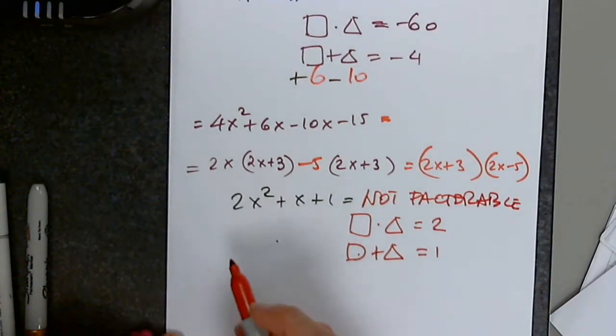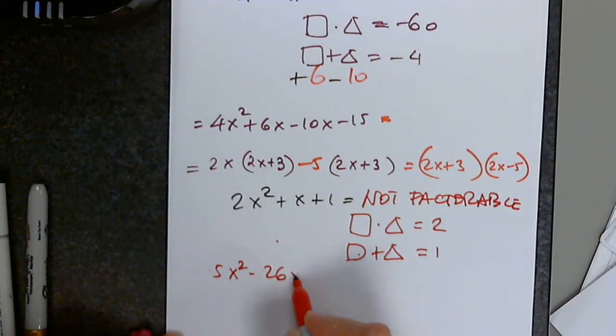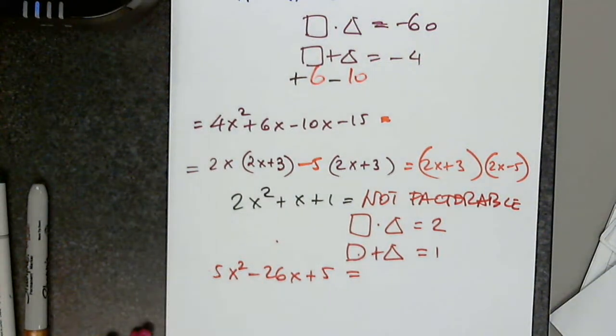Okay, last one here. 5x squared minus 26x plus 5. It's a trinomial. It's in descending order. No greatest common factor, no negative leading coefficient, no special product. Let's take 1 minute and work on this.